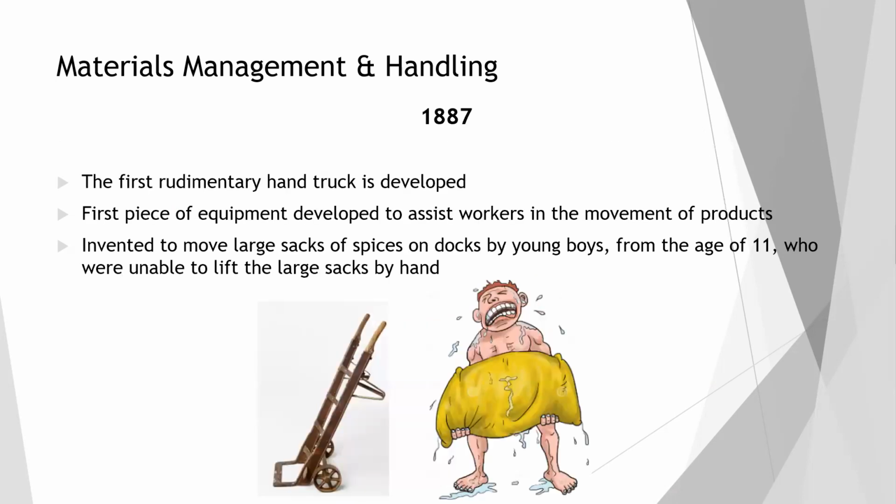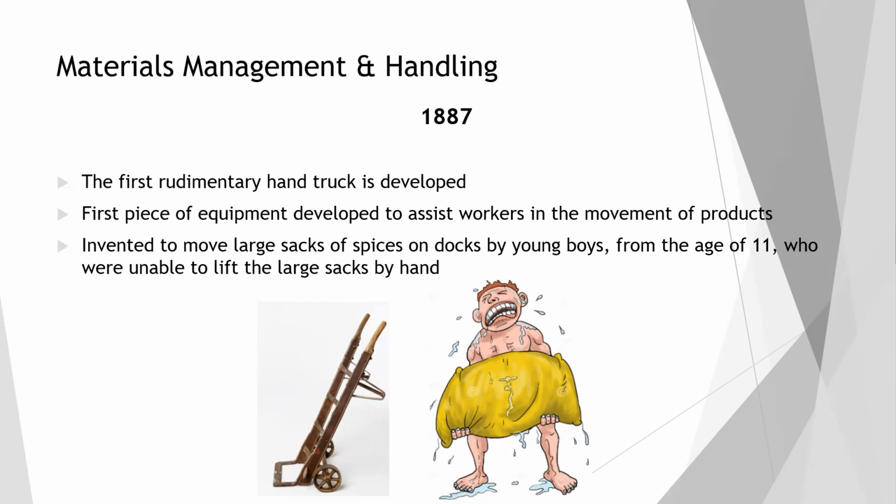So let's go back all the way to 1887. So we developed the first rudimentary hand truck. And you see I've got a picture here of this hand truck. If you've ever moved before, you've probably utilized one of these. If the UPS or FedEx driver has a big package that they have to bring from their truck to your door, they're probably going to be using a hand truck to actually deliver it. So this was the first piece of equipment that was developed to assist workers in the movement of products. Everything before this was essentially you would have to carry it by hand.